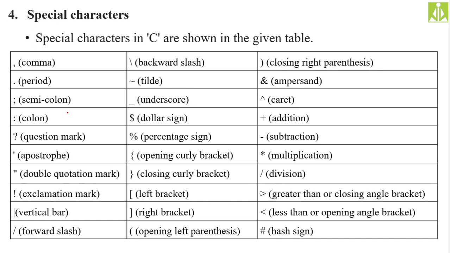We also have some special characters, like all the special symbols: comma, dot, semicolon, colon, question mark, single quotes, double quotes, exclamation marks, vertical bars, forward and backward slash, tilde symbol, underscore symbol, dollar symbol, percent, and different brackets, curly brackets, square brackets, parentheses, ampersand symbols, and all the operator symbols like plus, minus, multiplication, division, less than, greater than, pound symbol, hash symbol. All these special characters are also allowed.